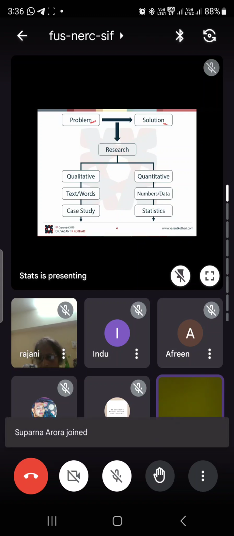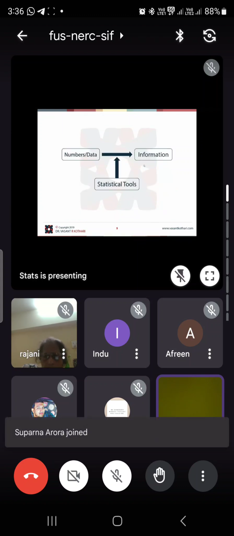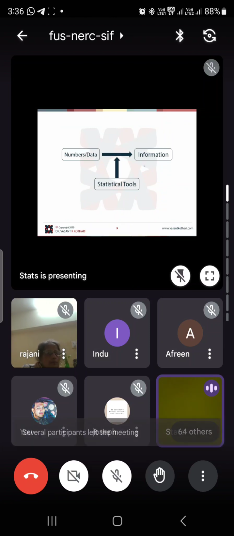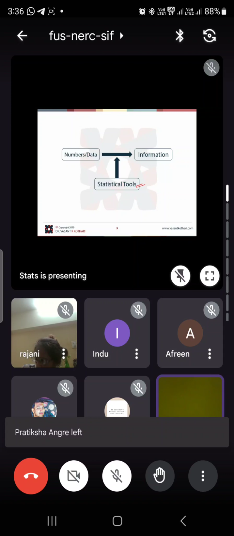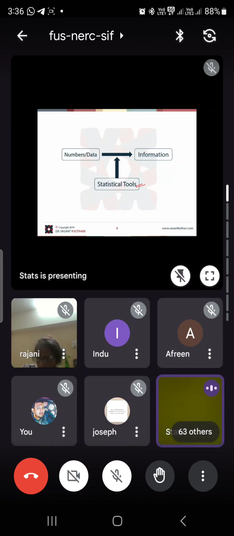Now, we do have the numbers and data, and if we want to take the information out of that data, then we need to use a statistical tool. Still people are joining, just a moment.